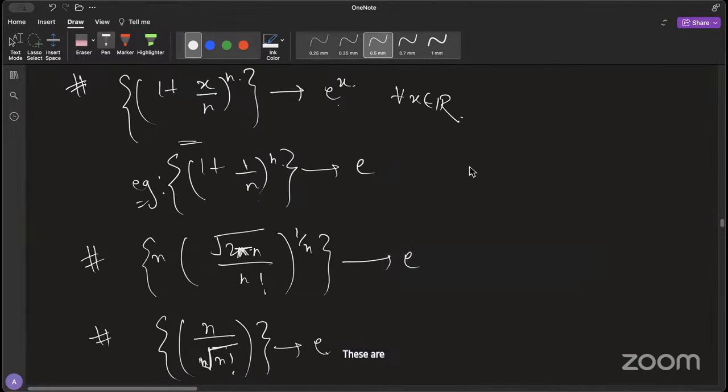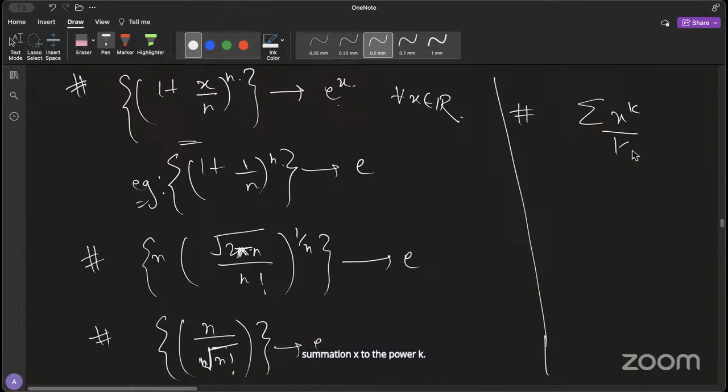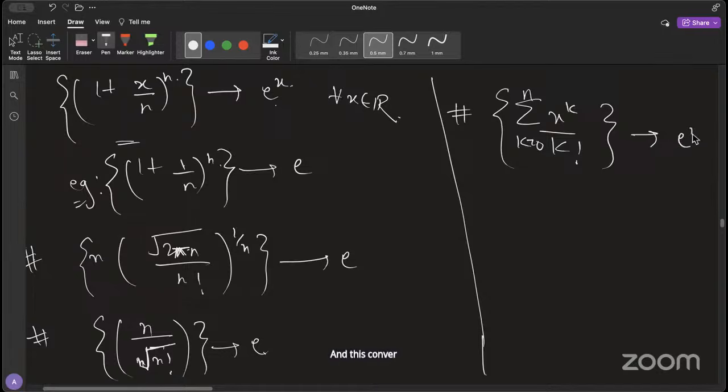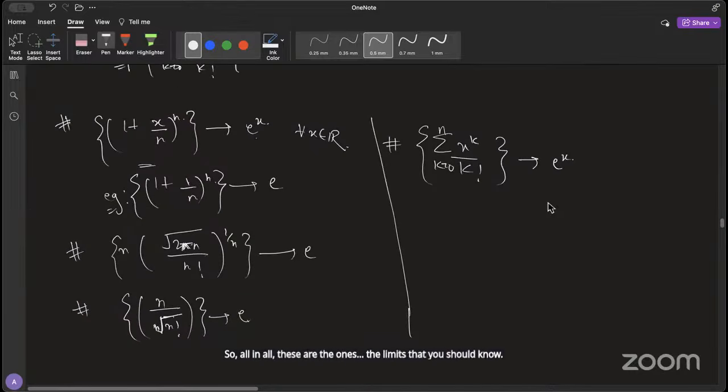These are the properties, I guess these are all of them. And then there was one more, which is up there, so I'll write it here. It's summation x to the power k by k factorial, k varying from 0 to n. This is a sequence, and this converges to e to the power x. So all in all, these are the limits that you should know.